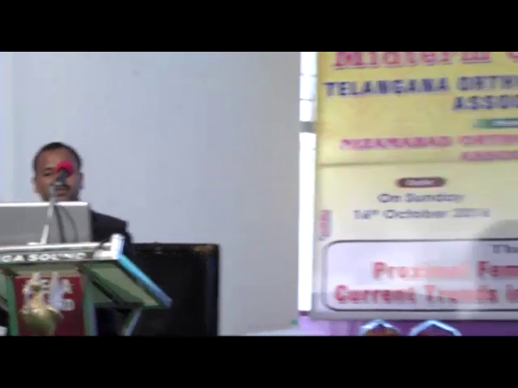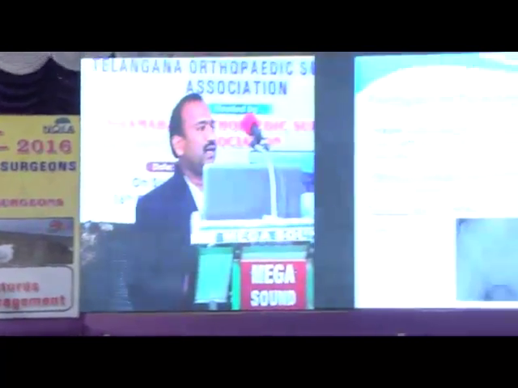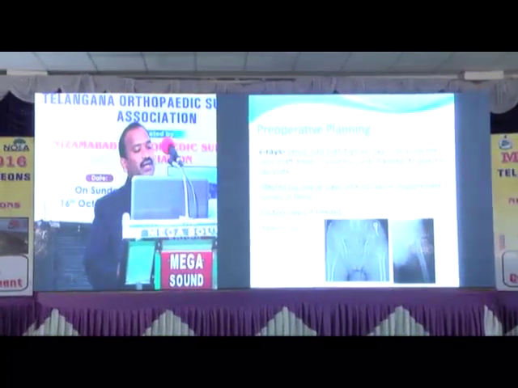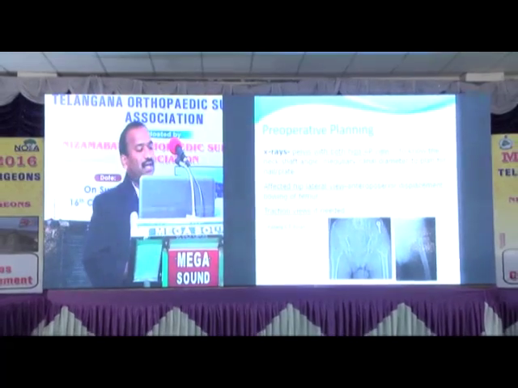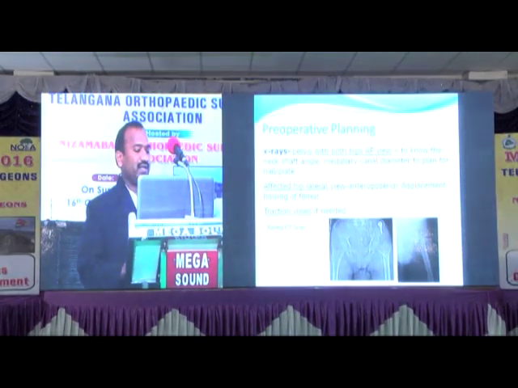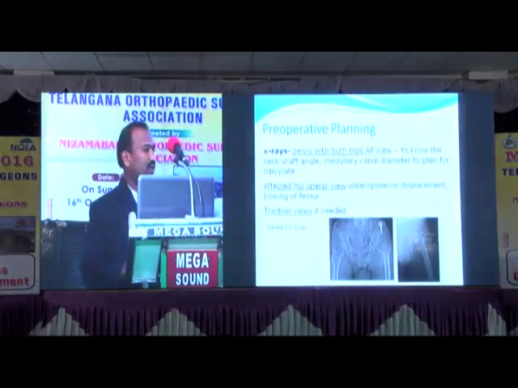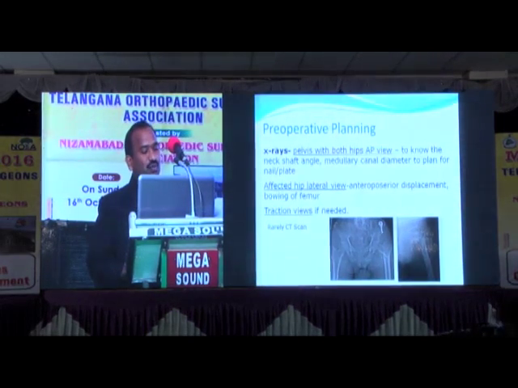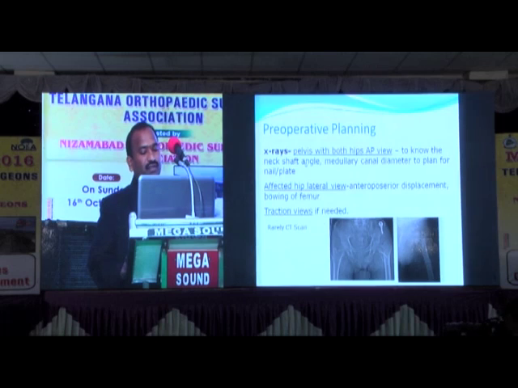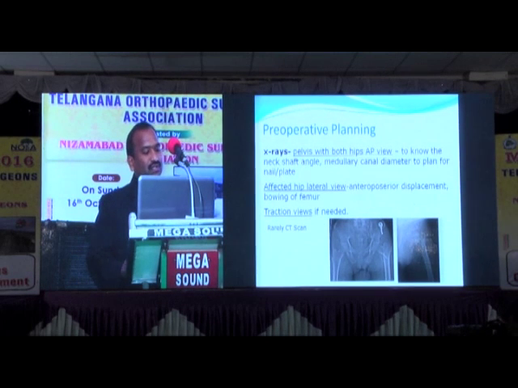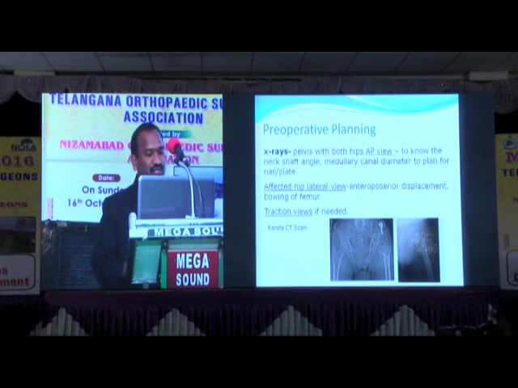The mandatory investigations are the X-rays. We take an X-ray pelvis with both hips to know the neck shaft angle and medullary canal diameter, and to plan whether a nail or plate is suitable. The affected hip is taken in lateral view, and we know the anteroposterior displacement and also bowing of the femur. Traction views are indicated if necessary, when the patient has more comminution. Rarely, in patients with 4 or more fragments, especially younger people, a CT scan may be needed.